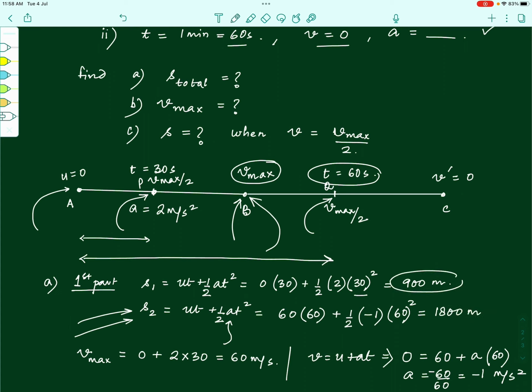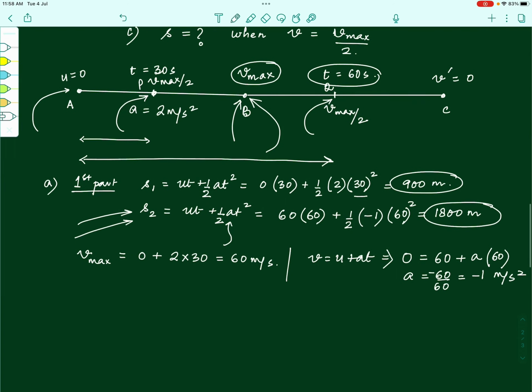So we have got the first displacement as 900, the second displacement as 1800, and now we can write the total displacement S total as S1 plus S2, which will be 900 plus 1800, that's 2700 meters. If you want, you can also write it as 2.7 kilometers.